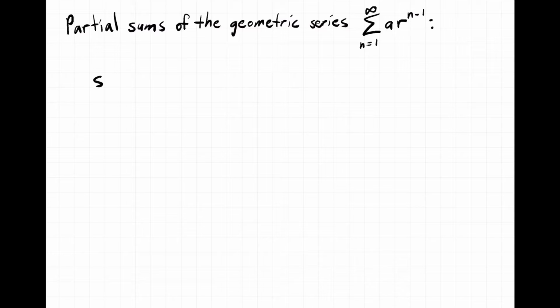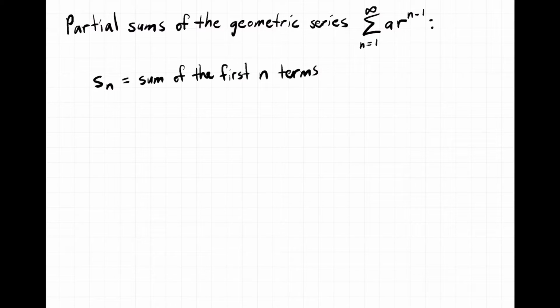So Sn, recall, is the sum of the first n terms in the series. Now, if I'm talking about the generic geometric series, the sum as n goes from 1 to infinity of a times r to the n minus 1, where a and r are arbitrary real numbers, let's work out what Sn has to be.